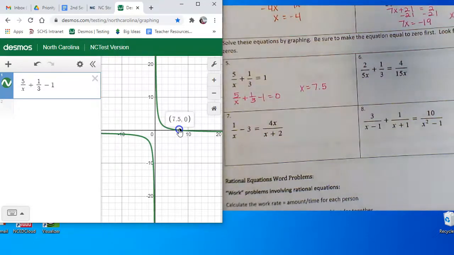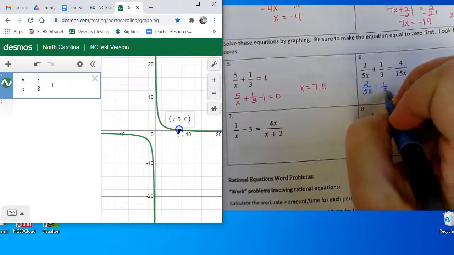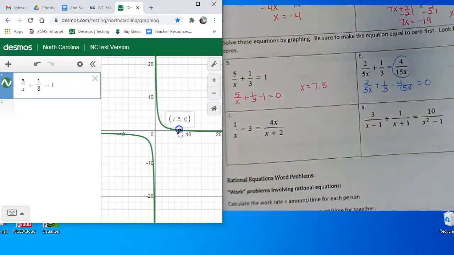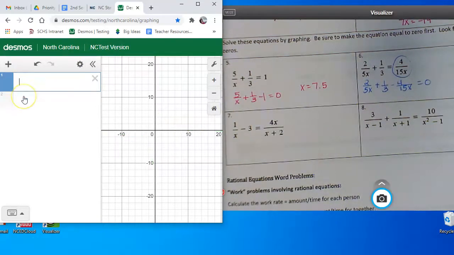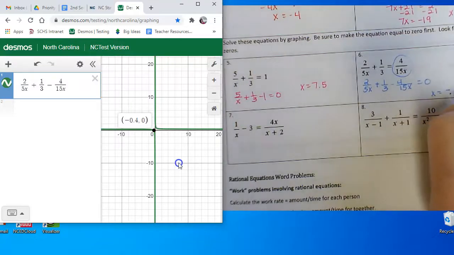On number 6, same process. It's just that when we move it over, it just looks a little bit uglier. Okay? So we're going to leave the 2 over 5x and the 1/3, but I want to subtract this over. Equals 0. And then I'm just going to put it in Desmos just like that. 2 over 5x plus 1 over 3 minus 4 over 15x. And I can sort of tell that there looks to be a point there because that point was grayed out. If you need to zoom out just to make sure you can, or we could have went to home. But it looks like that our answer is negative 0.4.